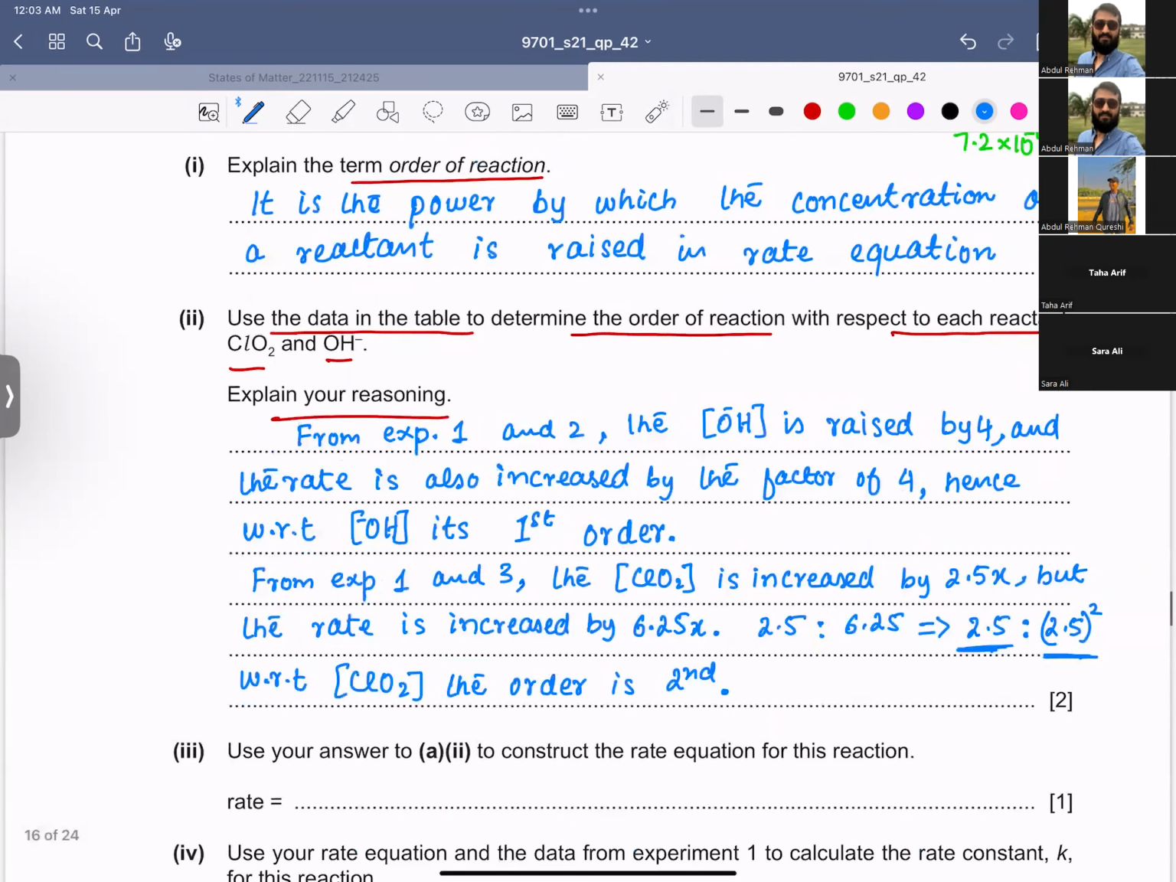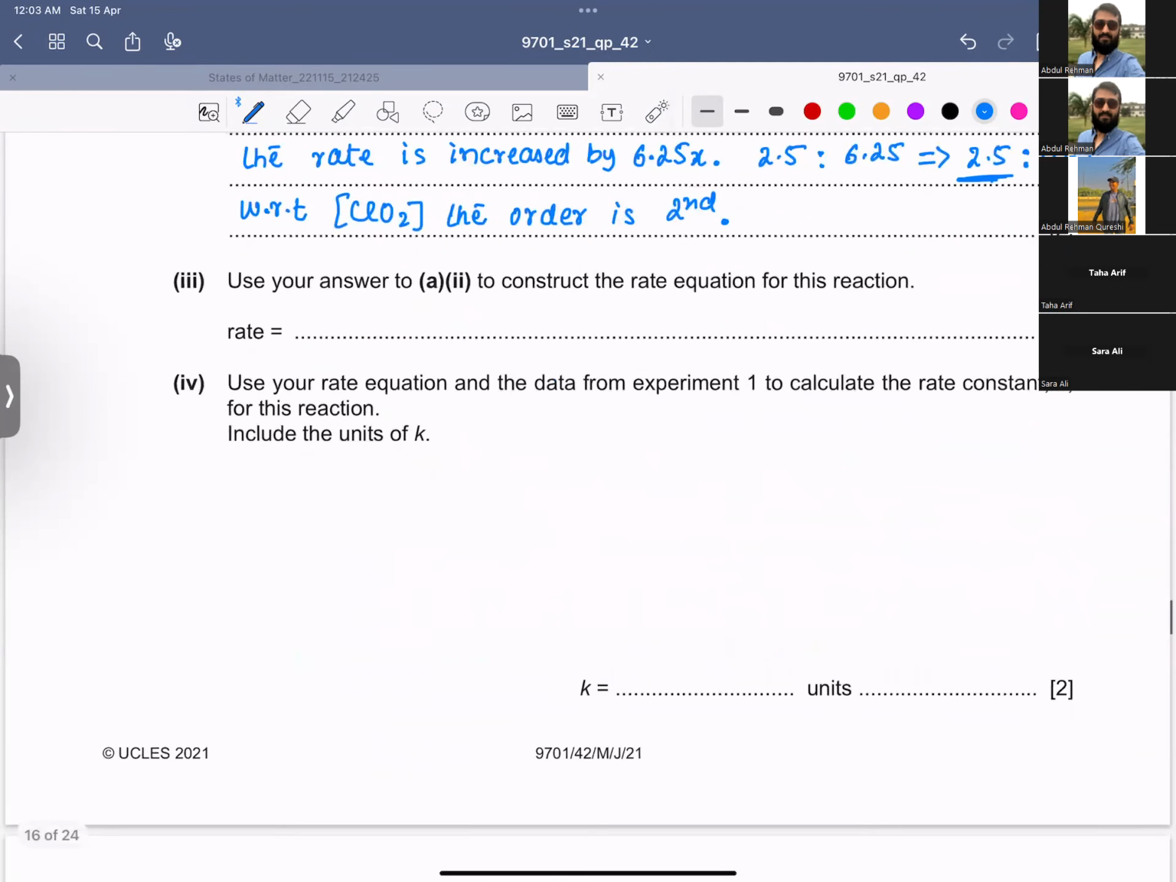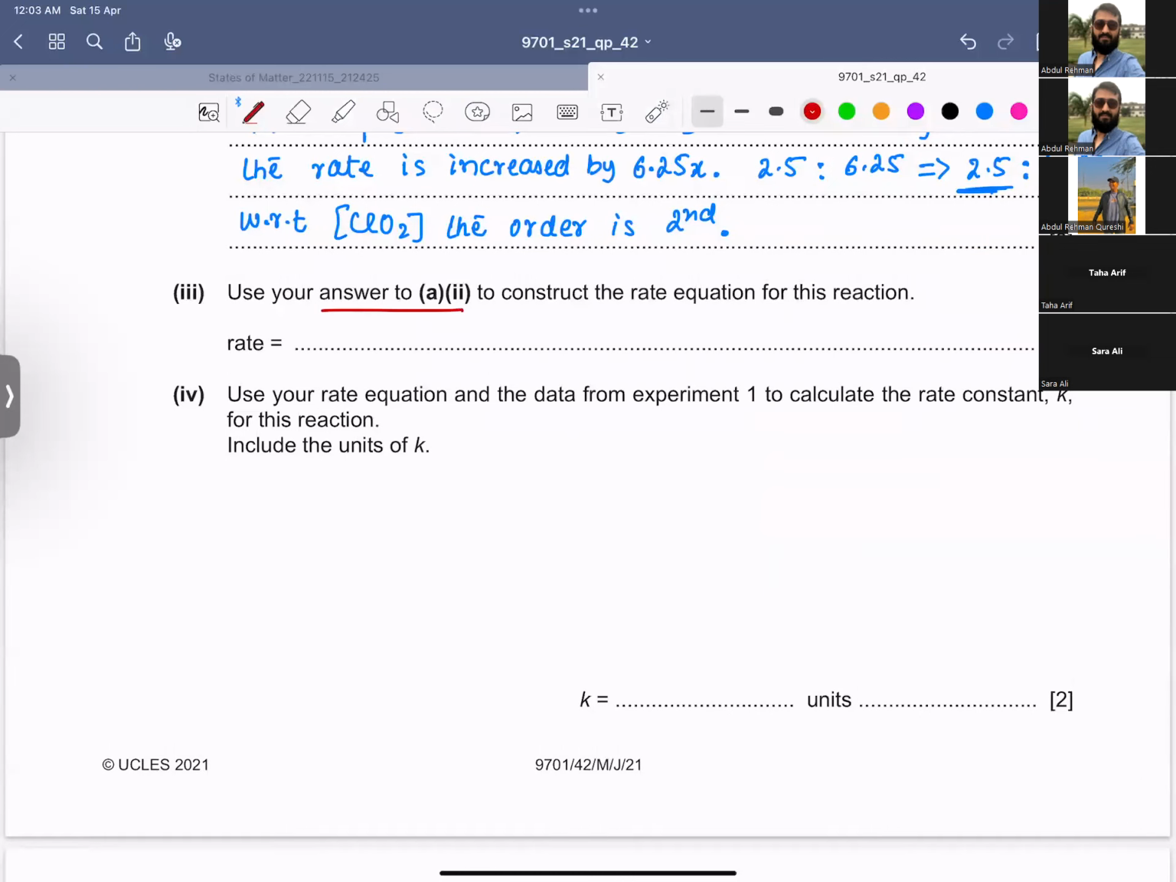Now use your answers to A2 to construct the rate equation for this reaction. So the rate equation would be equal to the rate constant k times the concentration of ClO2 squared, as it's second order, times the concentration of hydroxide ion raised to the power 1, as it's first order. Is this clear?